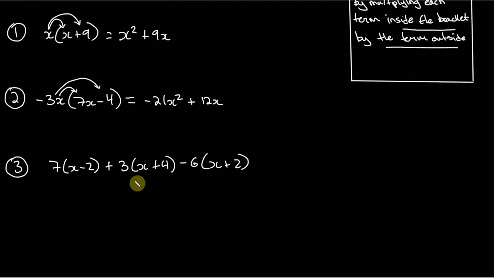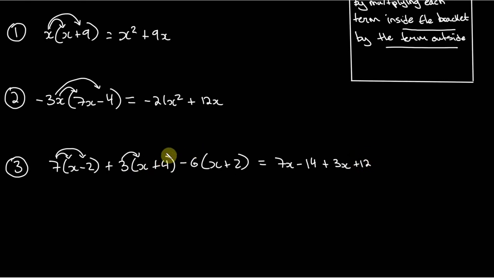This is still quite different from what we've seen so far. So here we've got a few things to do, but first let's start by expanding. We're going to do 7 times x, 7 times negative 2. Well, 7 times x is just 7x. 7 times negative 2, well 7 times 2 is 14, but again it's going to be negative, so negative 14. Now we've distributed it, it's going to be plus 3 times x, which is 3x, and 3 times 4 is 12, so it's just going to be plus 12.